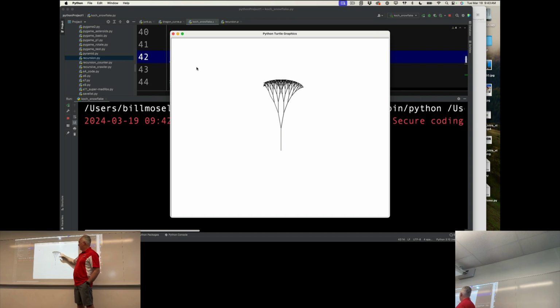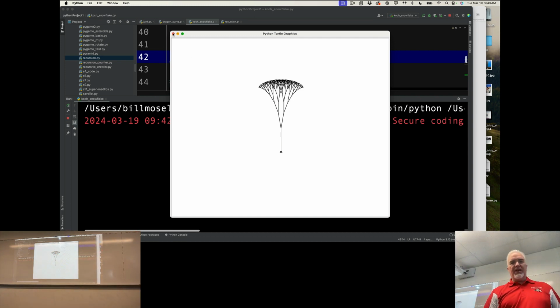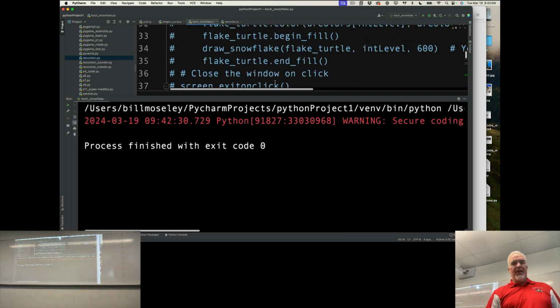And then it goes back and creates the left branch. And then it goes back to that fork and creates another right branch, another left branch, another, and you can kind of see the pattern as it goes. But you end up with this really interesting tree pattern.